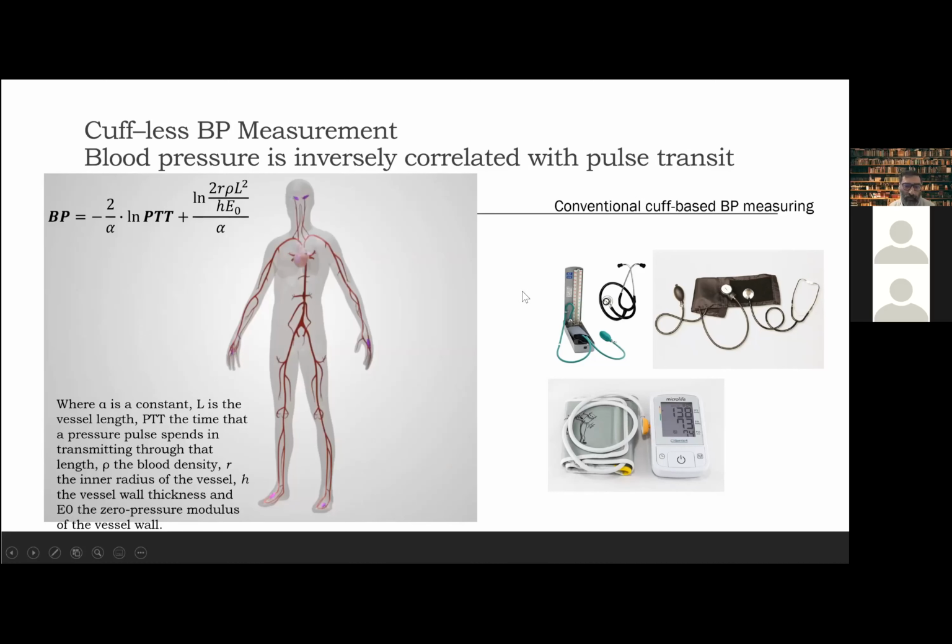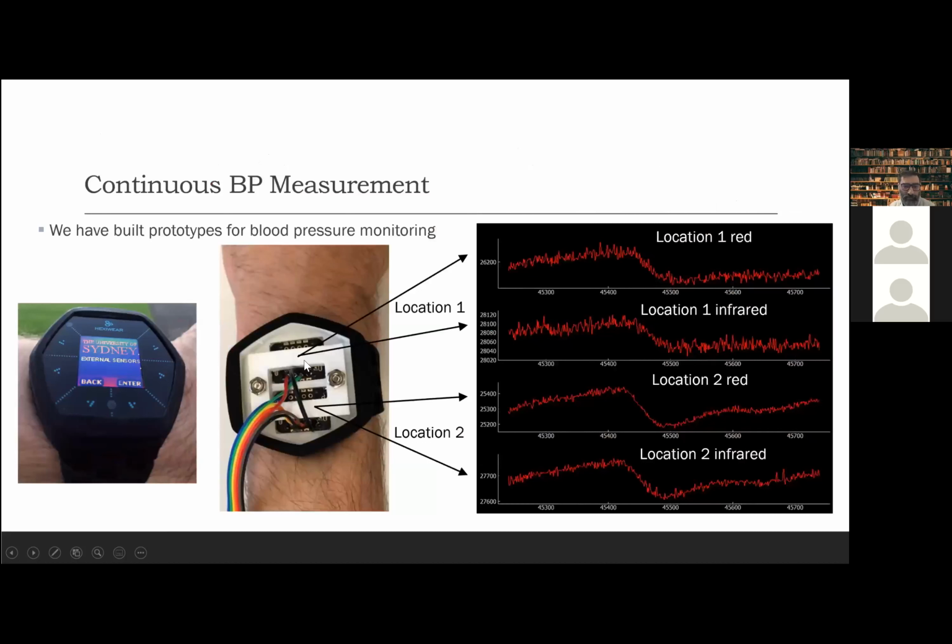But the problem is, again, so we built a watch, we built a wearable device, which looks like a watch. So you wear it on your wrist. It has the two PPG sensors here. So we know the distance between these two PPGs, and then if we can measure the pulse coming from one PPG, and the time it took to go to the second PPG. So then we know the distance, we know the pulse travel time. So theoretically, we should be able to measure the blood pressure.